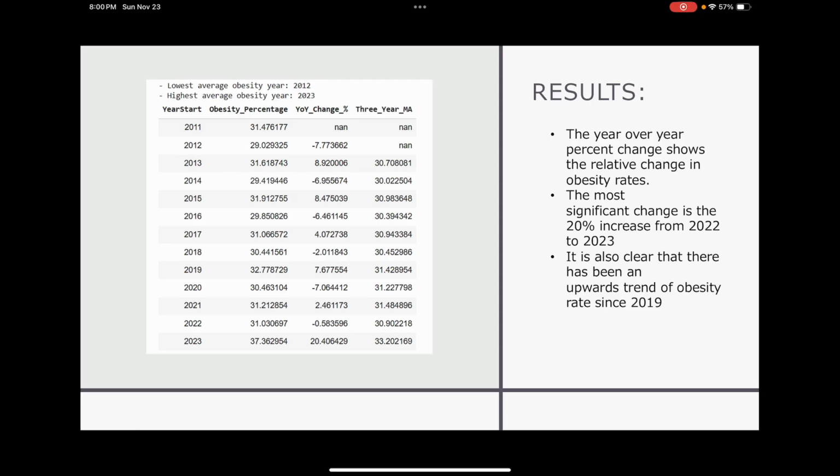The year-over-year percent change shows the relative change in obesity rates, and the most significant change is a 20% increase from 2022 to 2023. It is also clear that there's been an upward trend of obesity rates since 2019.